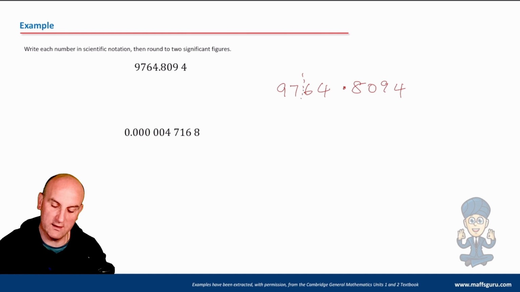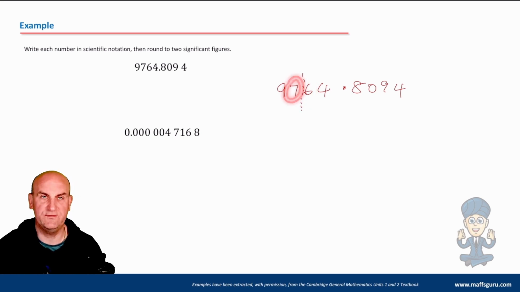So I'm now going to draw my dotted line after the second significant figure, and then the rules stay exactly the same. Does that 6 change the 7? I should think so. Because that's 5 or more, the 7 now becomes an 8. So that 97 becomes 98. What do you do next?